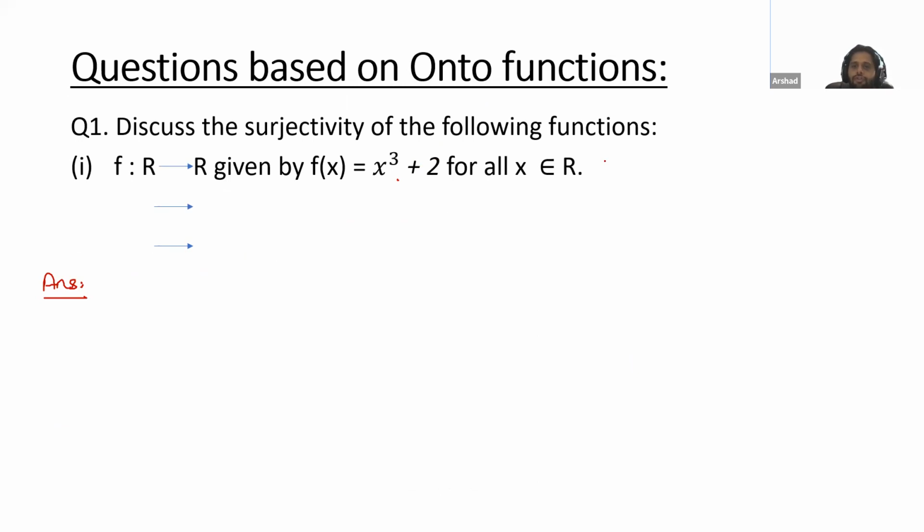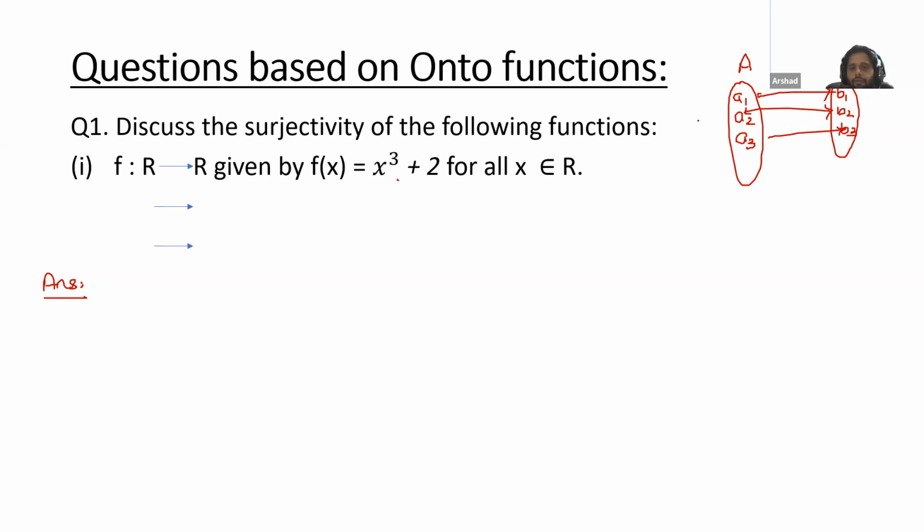First of all, we will check what an onto function is. We have two sets, A and another set, B. This is A1, A2, A3, this is B1, B2, B3. If all the elements which are present in set B have their pre-images in set A, then we will say that the function is onto.